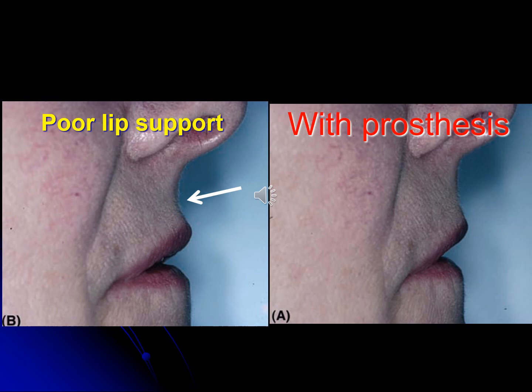In this assessment, we can see if the patient without the prosthesis has depression in the lip. That means we should prepare or design a prosthesis that supports the lip and pushes the lip. If we have good lip support without the prosthesis, that means our problem is only in the missing teeth, not in the support of the lip. This evaluation is part of the extraoral evaluation. Part of extraoral evaluation is to determine the lip support of our cases.